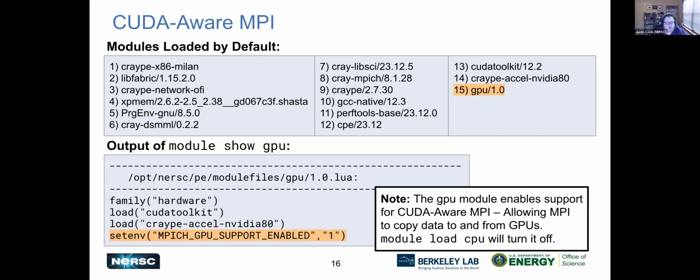Now, I talked about a CUDA enabled MPICH, and this is because the GPU module is loaded. The GPU module sets the environment variable MPICH_GPU_SUPPORT_ENABLED, and that tells MPICH that you are working with GPUs as well, and you should be aware of them. The support is only for MPICH when the GPU module is enabled. If you were to swap the GPU module for CPU, this would go away. And this is typically what we ask you to do when you want to run without GPUs.